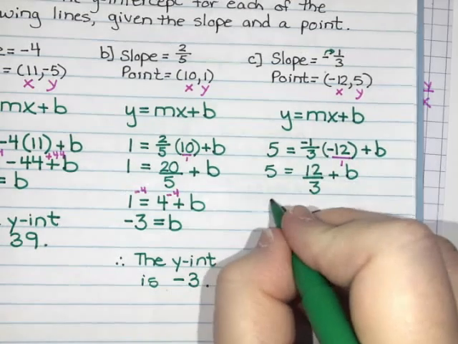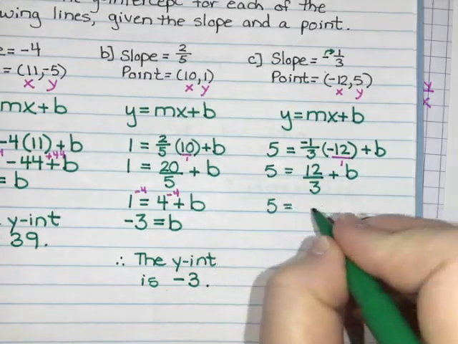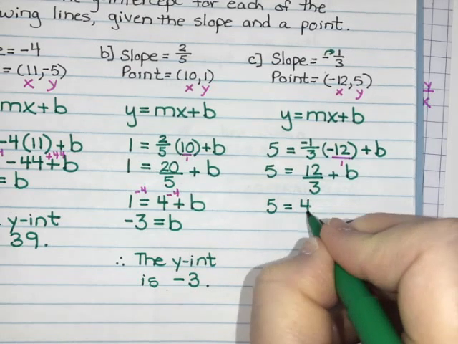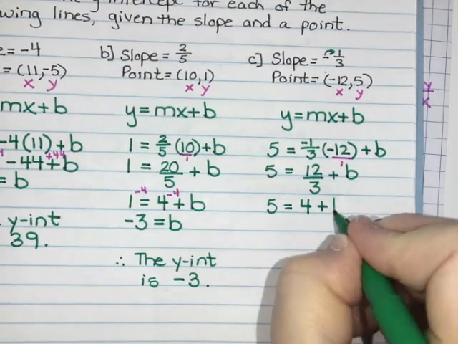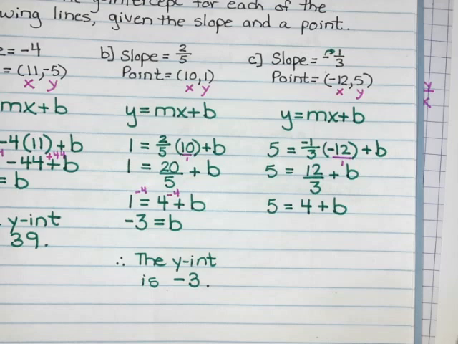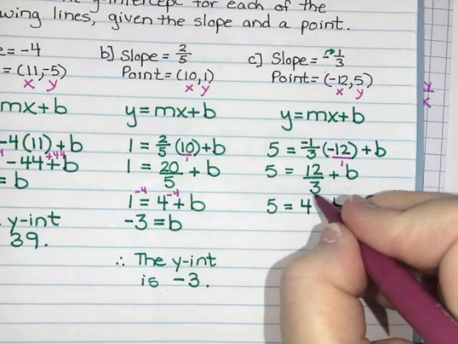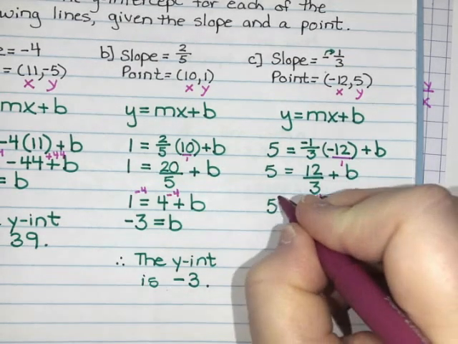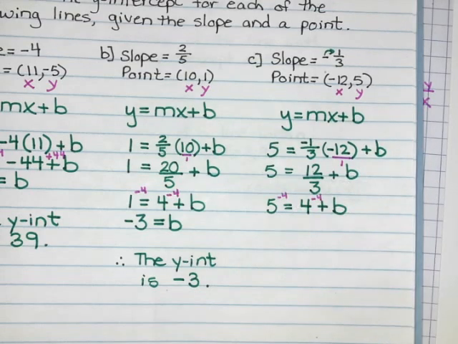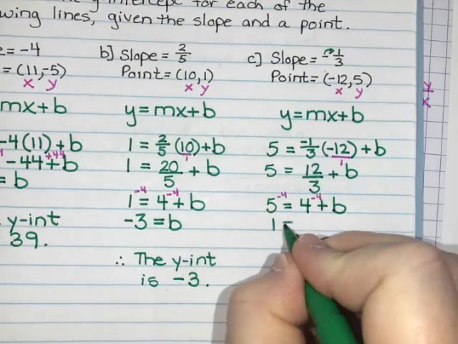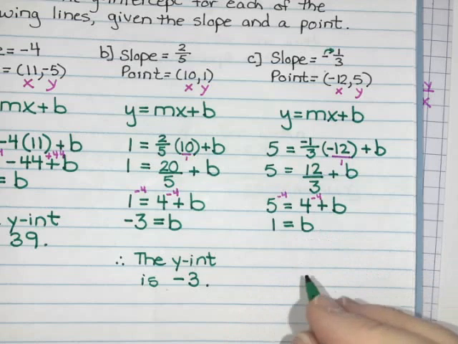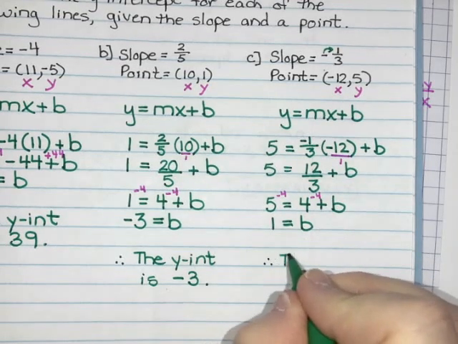Now, I'm going to keep going. 12 divided by 3 is 4. So 5 equals 4 plus b. And then I'm going to subtract 4 from both sides to get 1 equals b. So our y-intercept is 1.